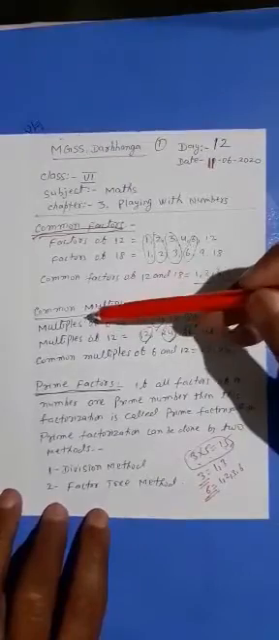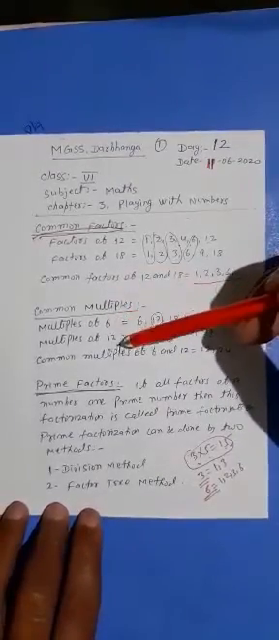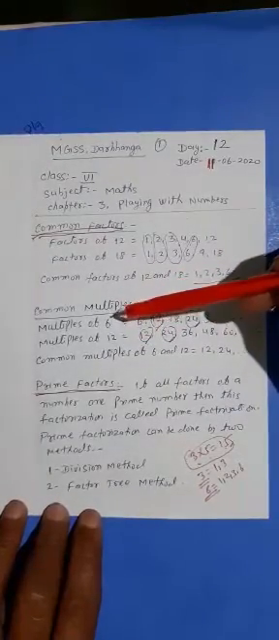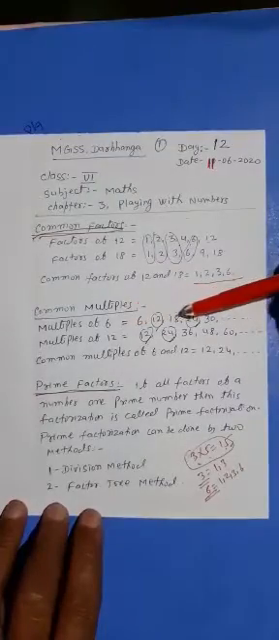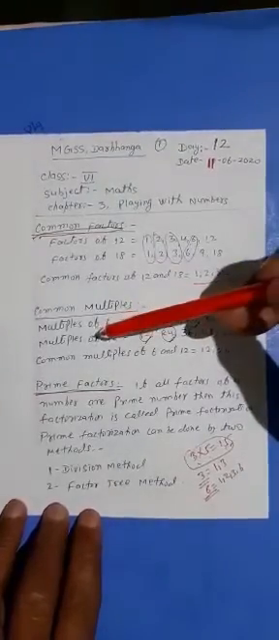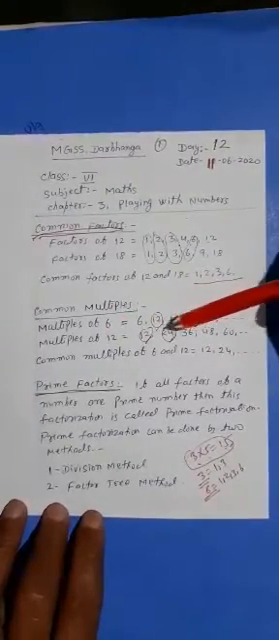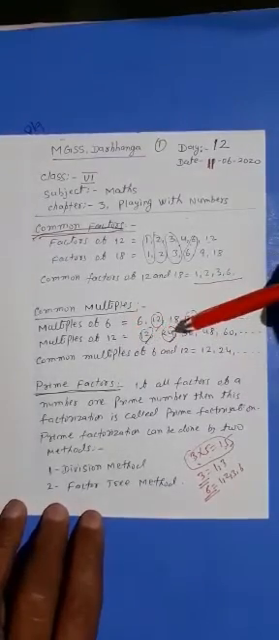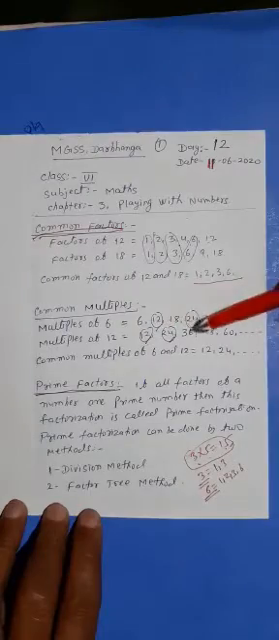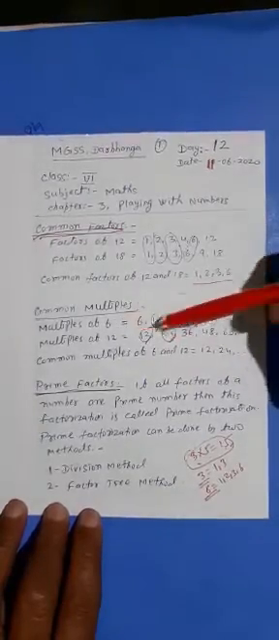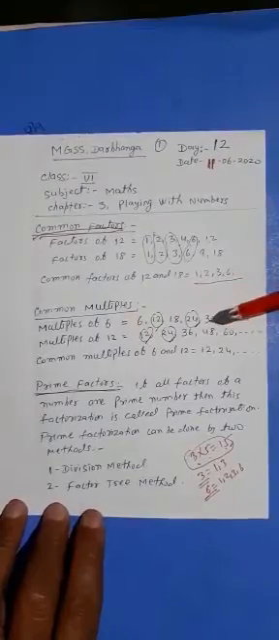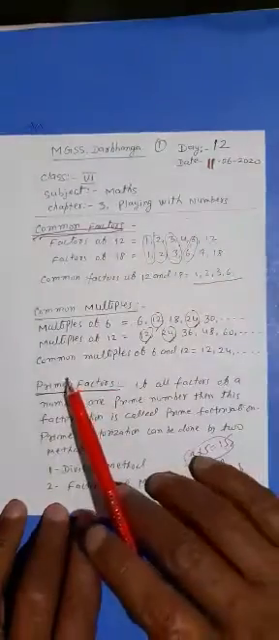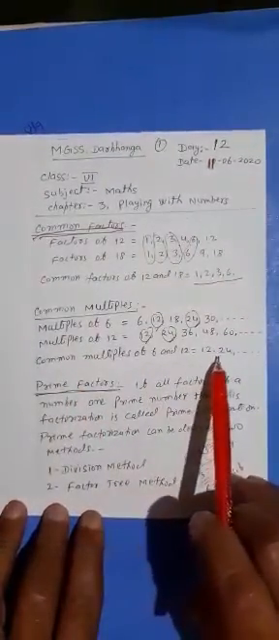Now common multiples. Here we have to find common multiples of 6 and 12. And for this purpose we shall write some multiples of 6. Some multiples of 6 are 6, 12, 18, 24, 30. And some multiples of 12 are 12, 24, 36, 48, 60, etc. Now we have to find common multiples. Common multiples of 6 and 12 are 12, 24. And many other common multiples may be obtained, but here we are writing only two common multiples. So common multiples of 6 and 12 are 12 and 24.